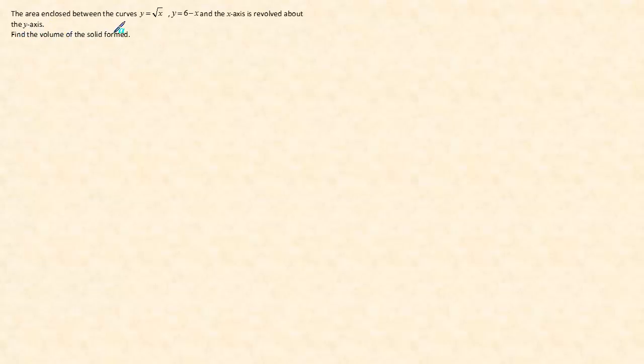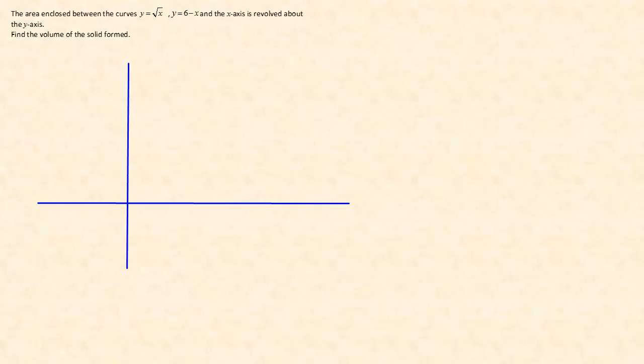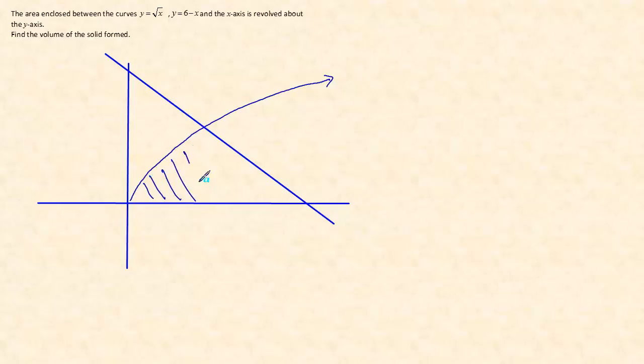The area enclosed between the curves y is root x, y is 6 minus x, and the x-axis is revolved around the y-axis. Find the volume of the solid formed. So let's have a look at this. Root x is going to look something like that. 6 minus x is a straight line. And so the region we seem to want is this region just here.